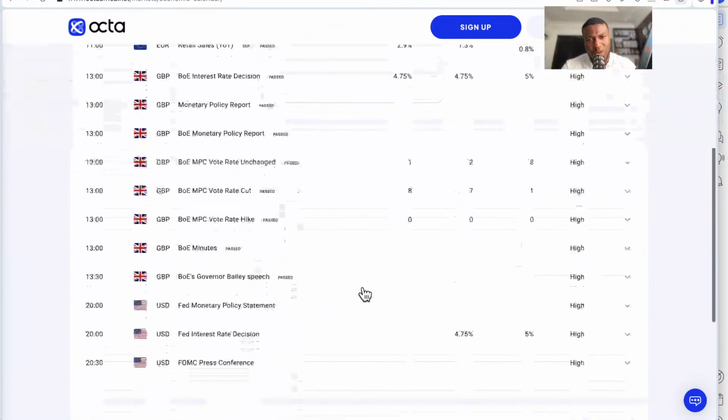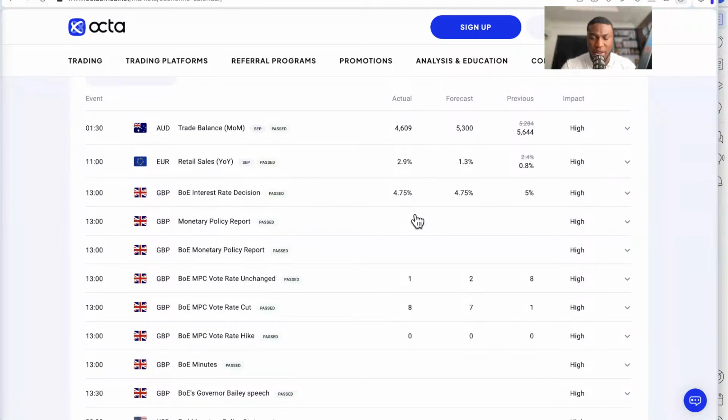Now, how do you interpret these events? If you look at this information here, you'd see that there are a lot of numbers: high impact, the reports, the currency that's going to be affected, which is the Australian dollar for this trade balance month over month, and this is year over year, and then the time it is going to be released.